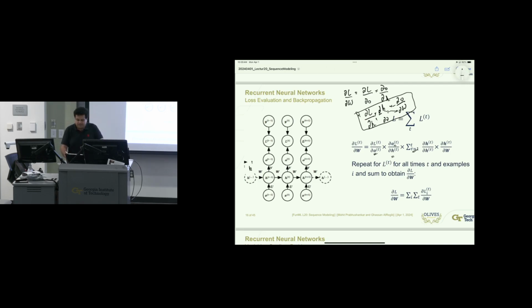So it'll be a sum over tau equals 1 to t, of dou h by dou h tau multiplied by dou h tau by dou W, essentially, which means that we have more computations that we have to do across our backpropagation algorithm. We have to repeat this for all time t and examples i to obtain dou L by dou W.